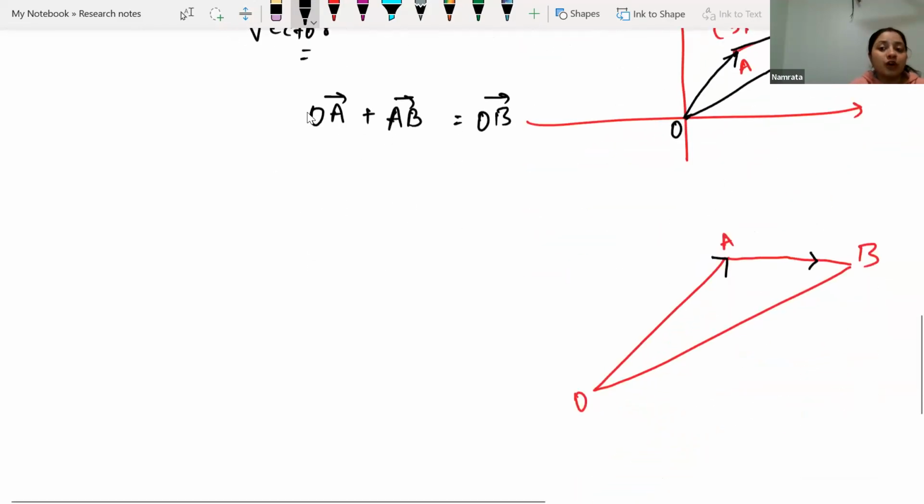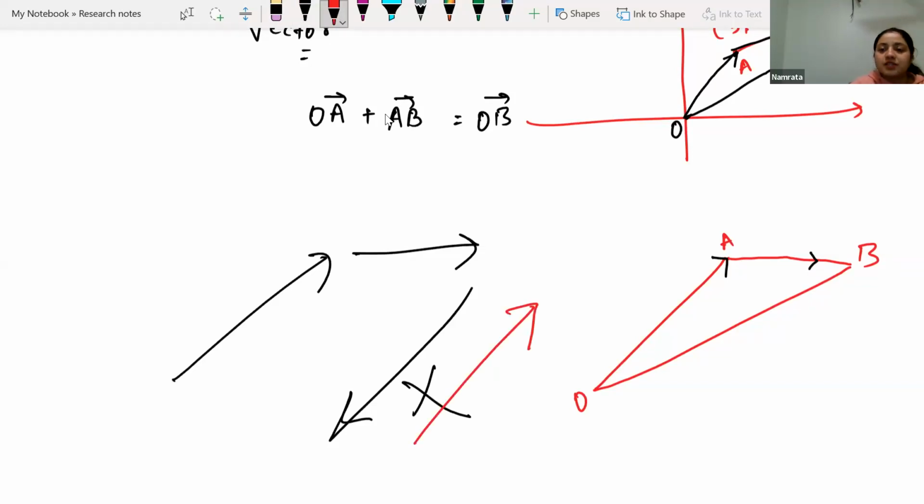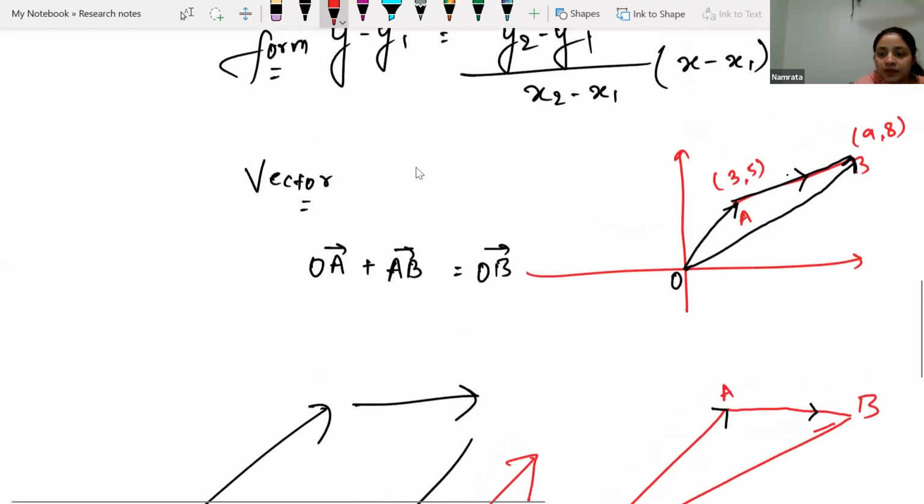The resultant will not follow the same pattern. It will not be like this, and then like this. It will be in the reverse direction. That means the arrow over here will be like this. You can see the OB arrow is like this. That's why OB, which we are taking as the resultant vector, is equal to the other two vectors, that is OA plus AB. Is it clear? We are just using the triangle law of addition of vectors.